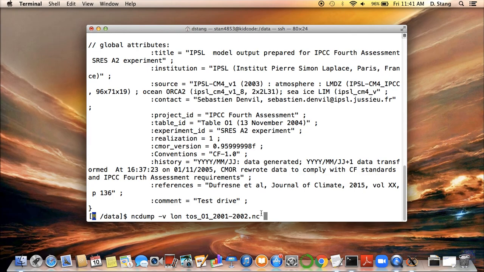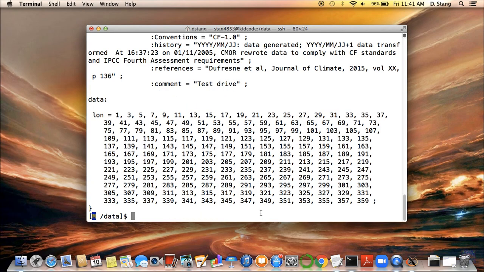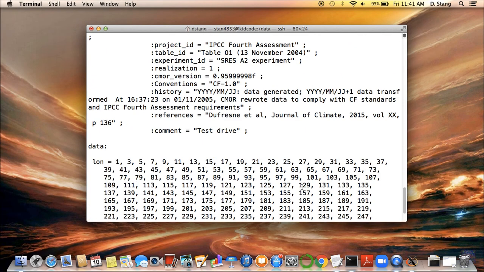Running this command shows me all the values stored inside the longitude array, or the longitude list, and you can see we get this result. It starts at 1, 3, 5. Keep in mind all these numbers are in degrees east, so this would be 1 degree east, 3 degrees east, 5 degrees east, 7 degrees east, and then towards the tail end, 359 degrees east, which is really 1 degree west, and 357 degrees east, which is really 3 degrees west.